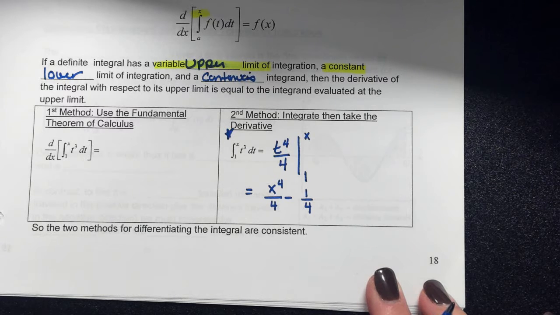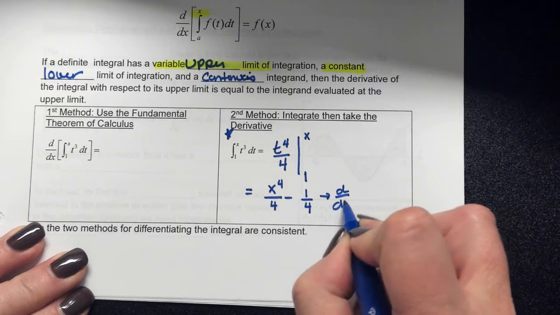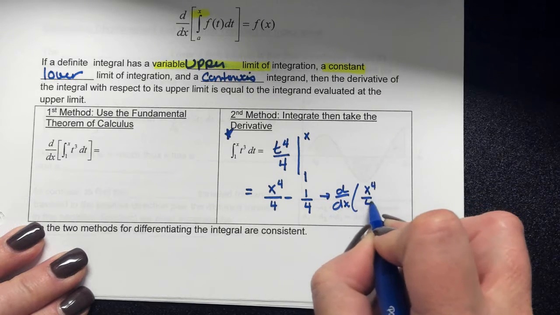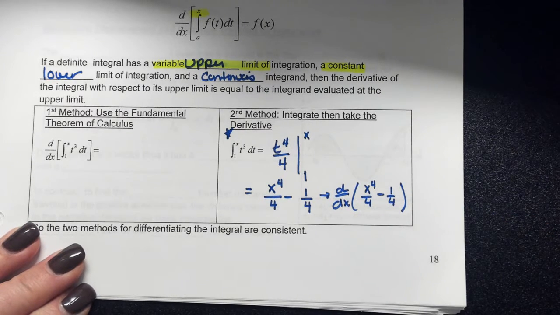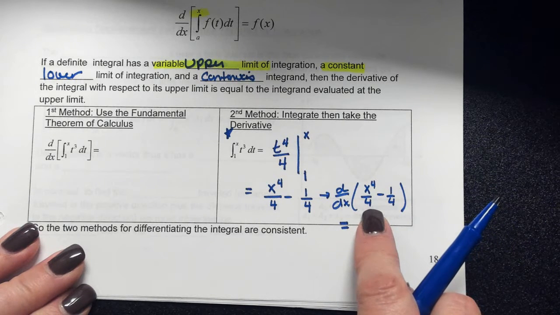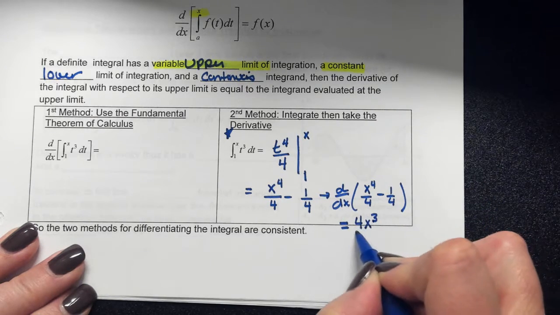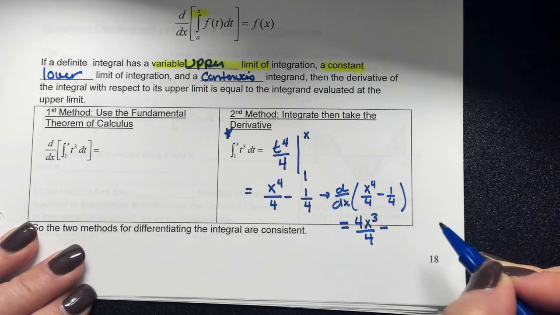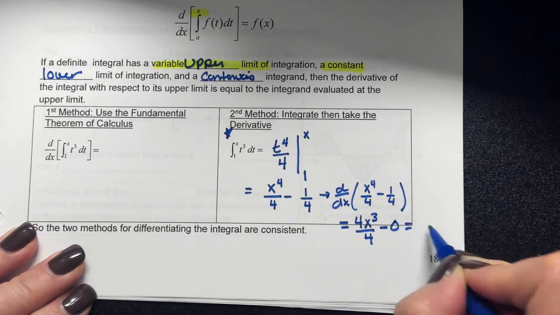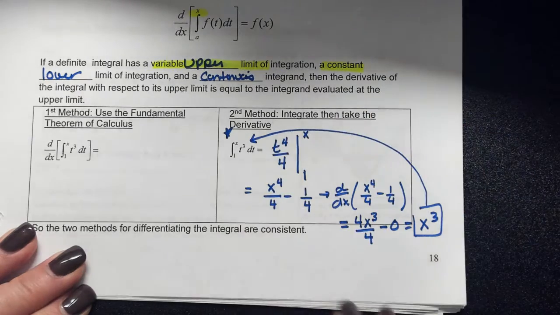Using my fundamental theorem of calculus part 1. Now what I want to do is take the derivative of x to the fourth over 4 minus 1/4. So what's the derivative of x to the fourth over 4? That's going to be 4x to the third over 4. Minus, what's the derivative of 1/4? 0. So my final answer is x to the third. Notice the relationship between x to the third and the function that was in the integral.